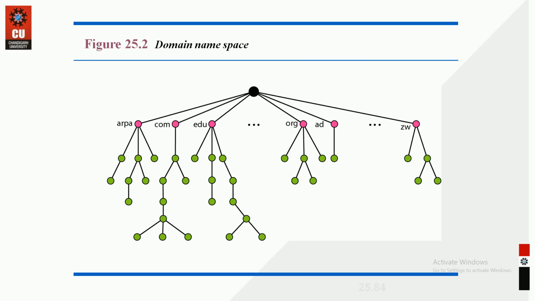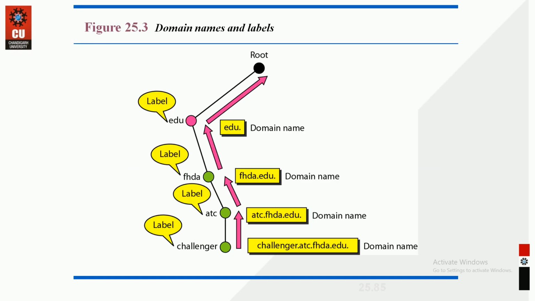How this whole thing is organized: we have the root level, and this is the one diagram that will explain the whole scenario. We have one root, which is further divided into various domains, .com, .edu, .org, and .edu is further divided into subcategories, right?